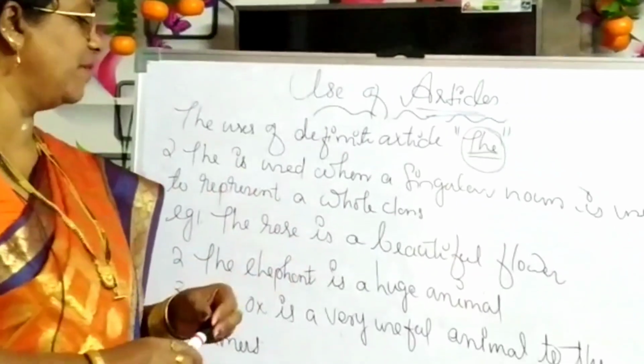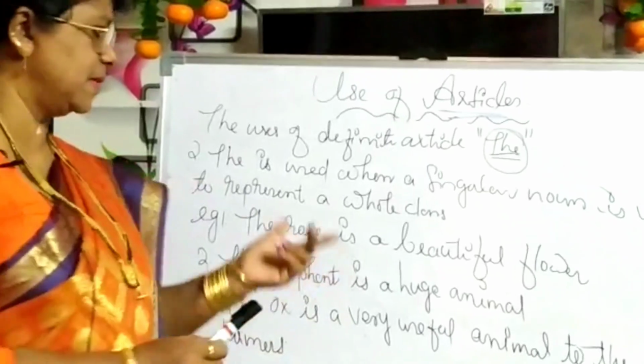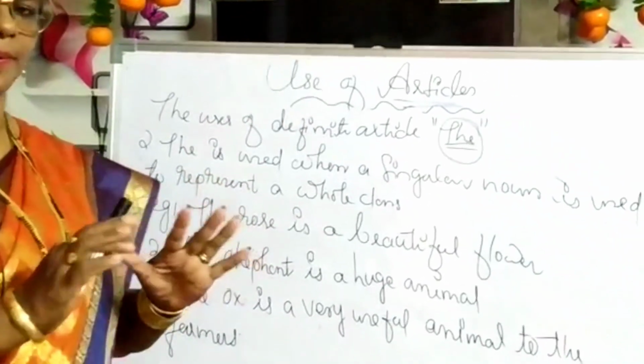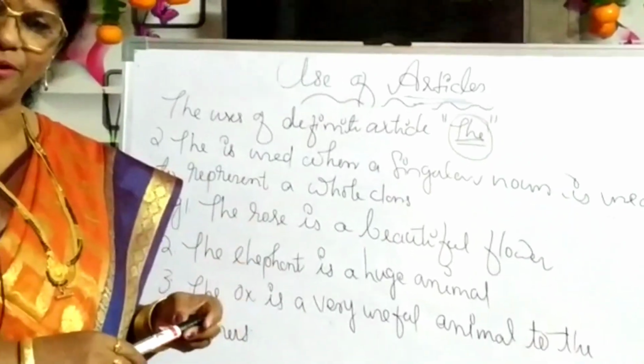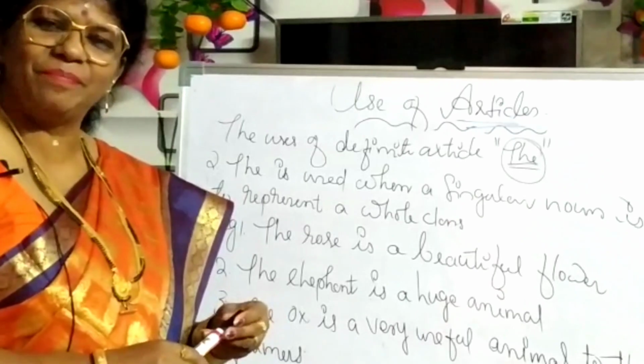The ox is a very useful animal to the farmer. All the ox we are representing. So, second rule, this is used when a singular noun represents the whole class. Are you following me? It's very easy. I think all are very happy to follow.